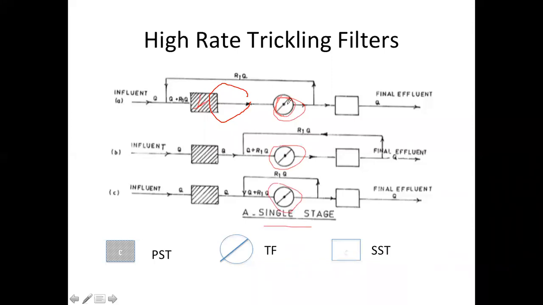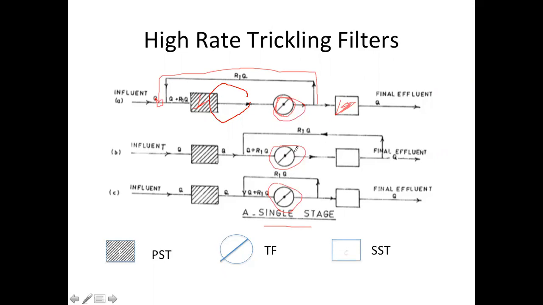So only one trickling filter is used, and the wastewater comes to the primary sedimentation tank, and after that goes to the trickling filter. From the treated wastewater, some amount is discharged up to the inlet of the primary sedimentation tank. This is a secondary sedimentation tank. So from after the secondary sedimentation tank, we can recirculate it to before the primary sedimentation tank in the case of a high rate trickling filter.